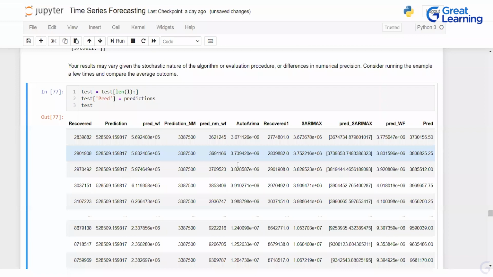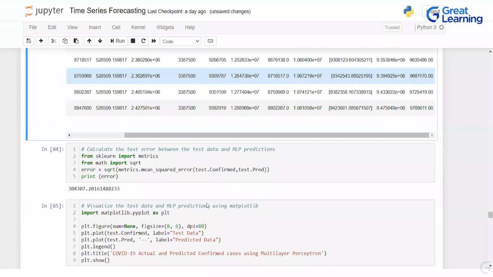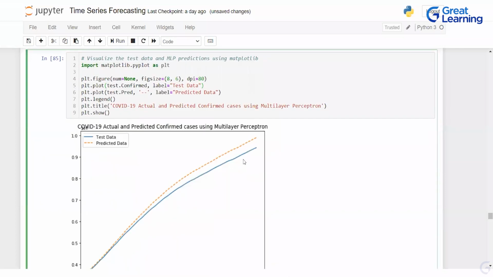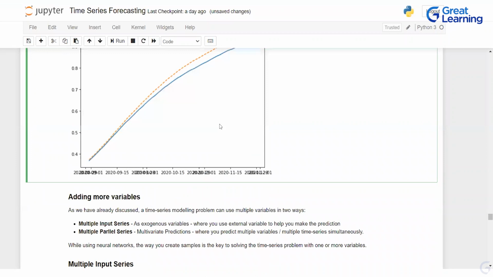This is simply the matrix. If you see how well your MLP has performed without any walk forward or anything, this is how this model has performed. Best model till now. Adding more variables if you want in MLP, there are two methods to use it. If you want to do exogenous variable, that is known as multiple input series. If you want to have multivariate analysis or multivariate prediction, then it is known as multiple parallel series.